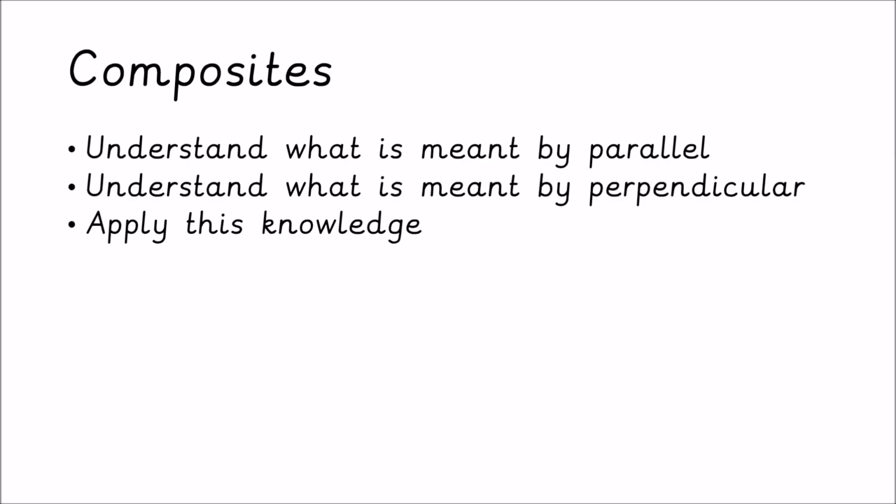So finally, let's check our composites. Do we understand what is meant by parallel? We should do. 2 lines that are the same distance apart along their entire length and do not touch and will never touch. Understand what is meant by perpendicular. 2 lines that are at right angles to each other. And apply this knowledge in a variety of contexts, which you hopefully have done.